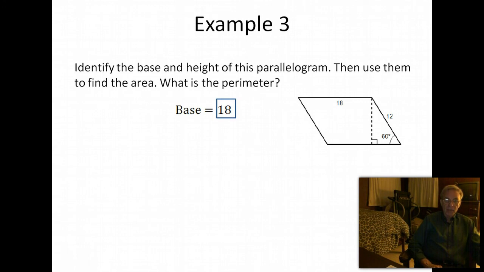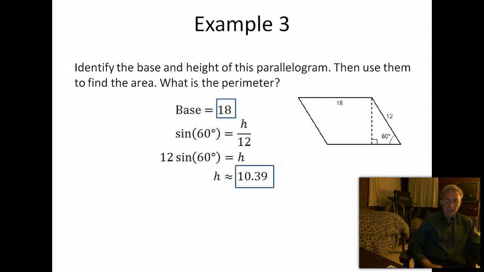We can identify the base, which is 18. So to get the height, which is represented by this dotted line in the figure, the sine of 60 is equal to h over 12. This is simply a proportion, so we multiply the denominator of the one on the right times the numerator of the one on the left, which gives us 12 sine 60 equals h. We simply put the 12 sine 60 into our calculator. That tells us that the height here is approximately 10.39.